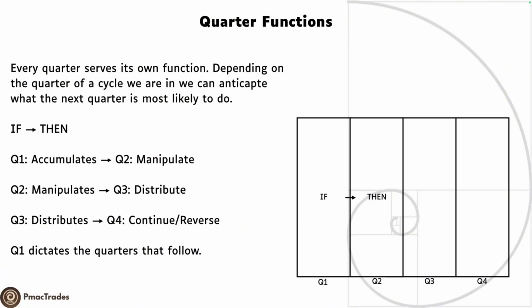Next are the quarter functions. Every quarter serves its own function, and depending on the quarter of a cycle we are in, we can anticipate what the next quarter is most likely to do. This is our if and then.